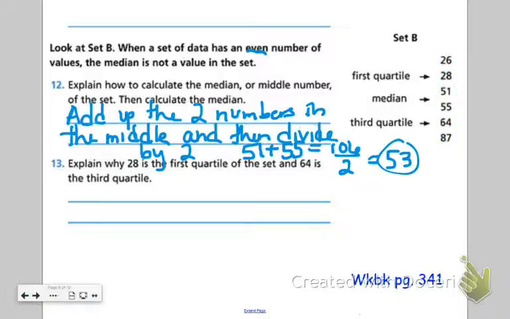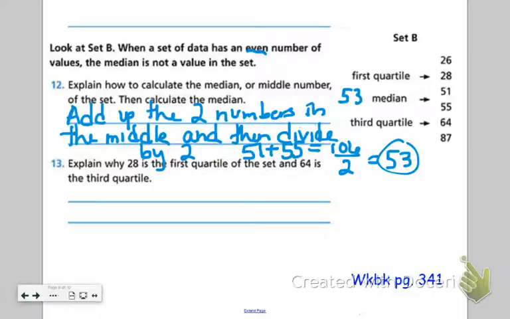So if I go back to this, when I go to break up my numbers into a lower half and an upper half, remember that median of 53 is not included in the lower half and it's not included in the upper half. Keep your median separate. Do not include it in the lower or upper halves.